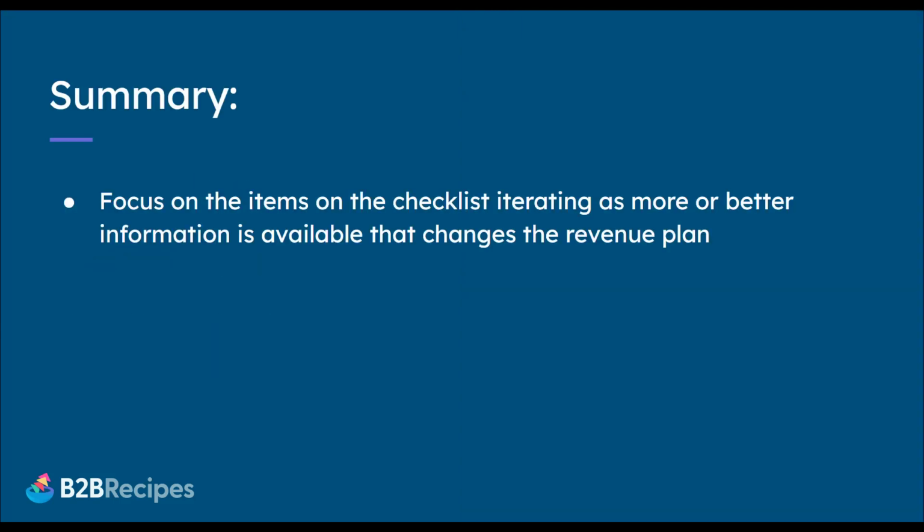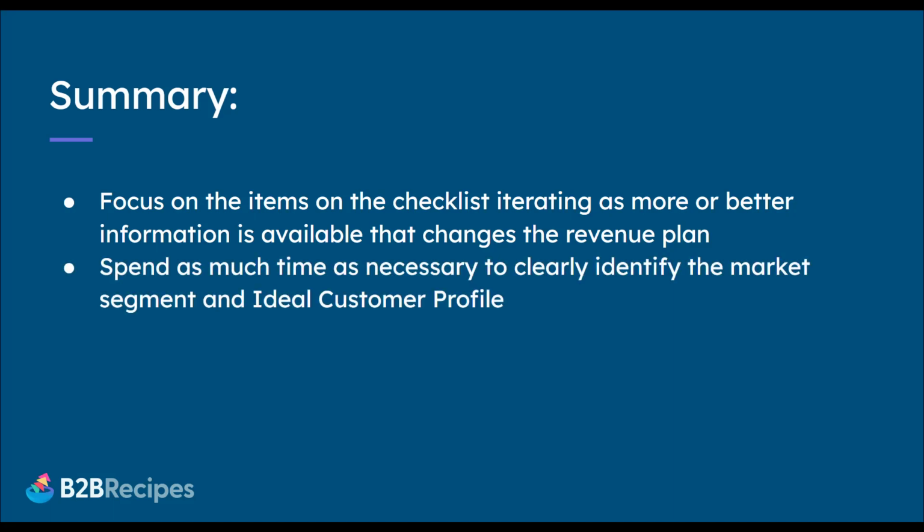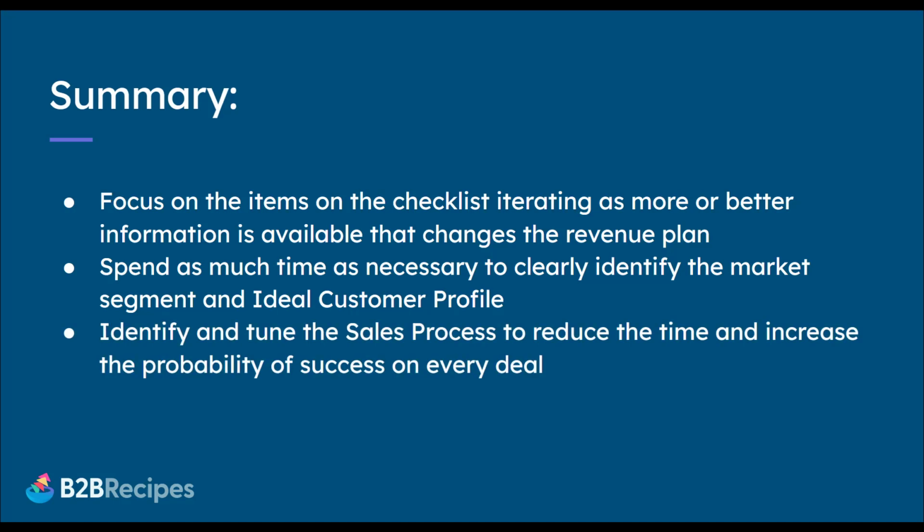In summary, what we want to do is focus on the items on the checklist and iterate as more or better information is available that changes the revenue plan. We want to spend as much time as necessary to clearly identify the market segment and the ideal customer profile. We want to identify and tune the sales process to reduce the time and increase the probability of success on every deal.